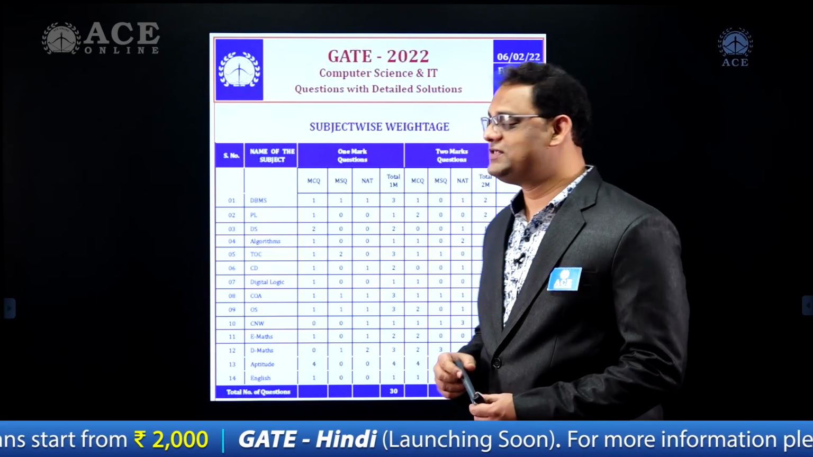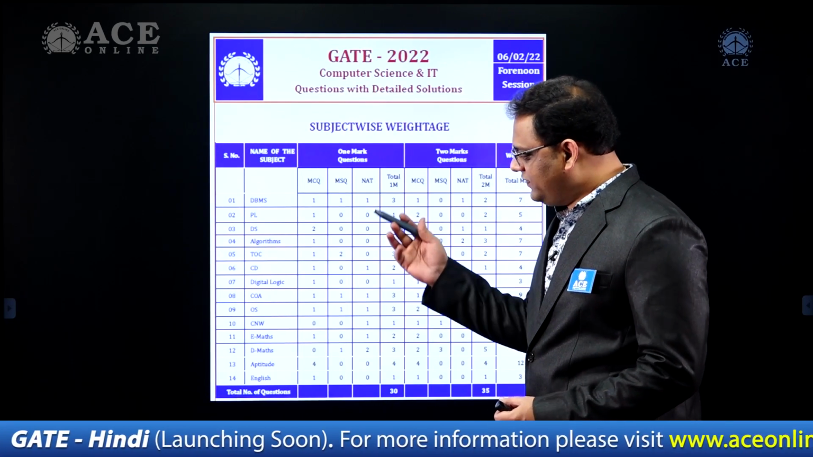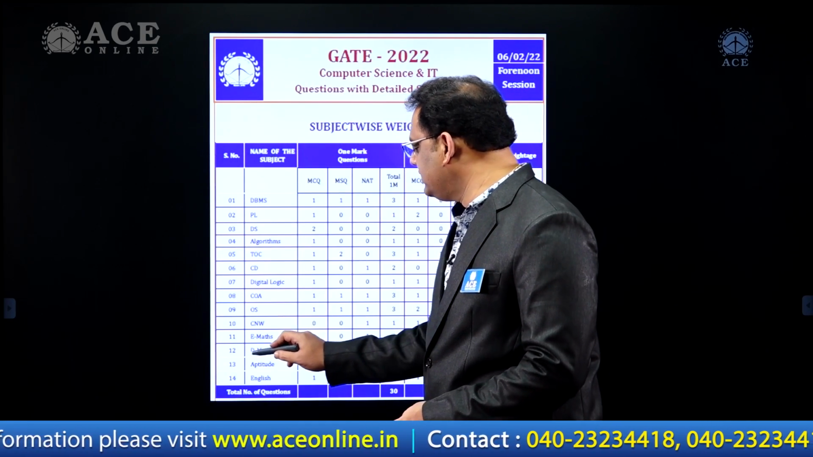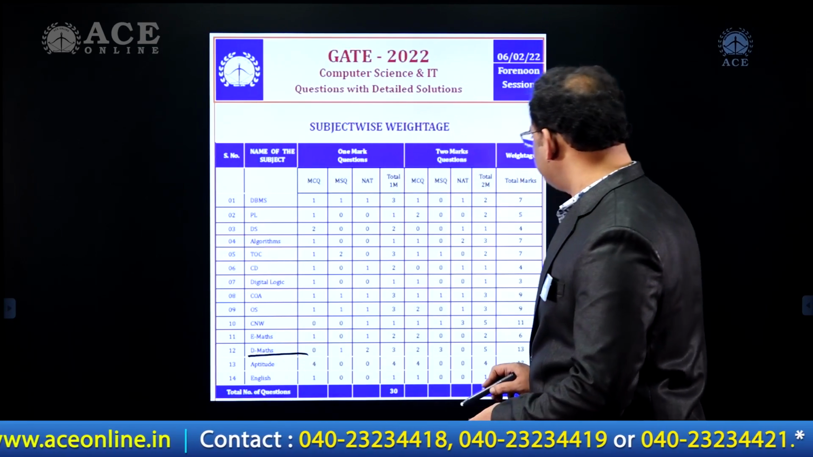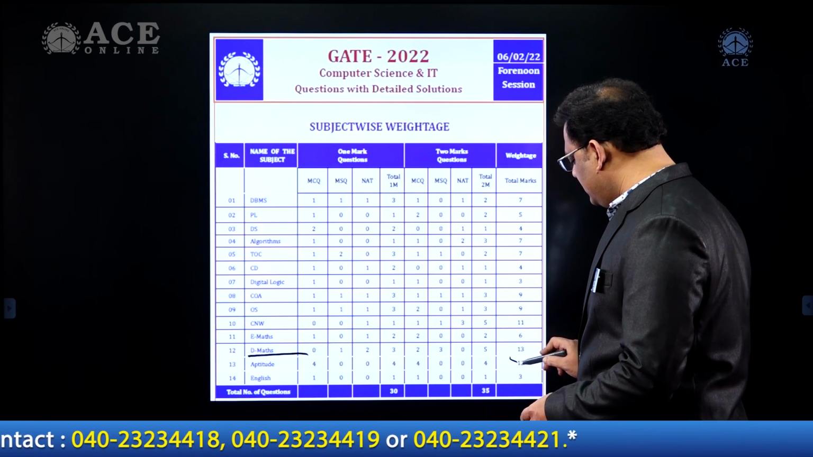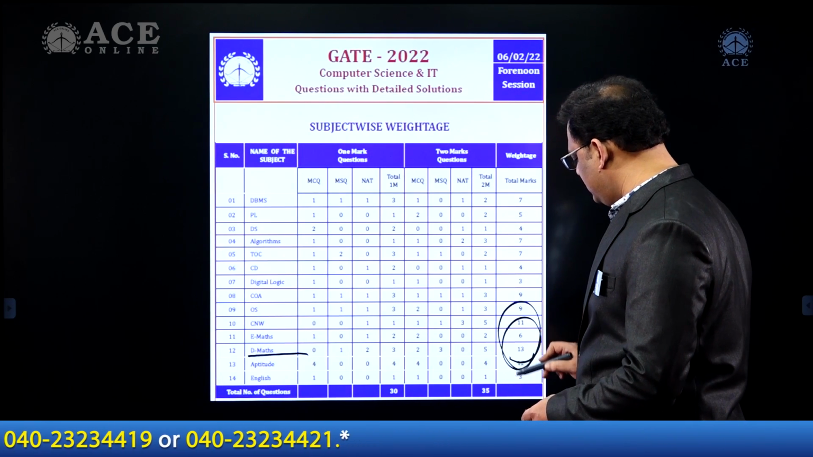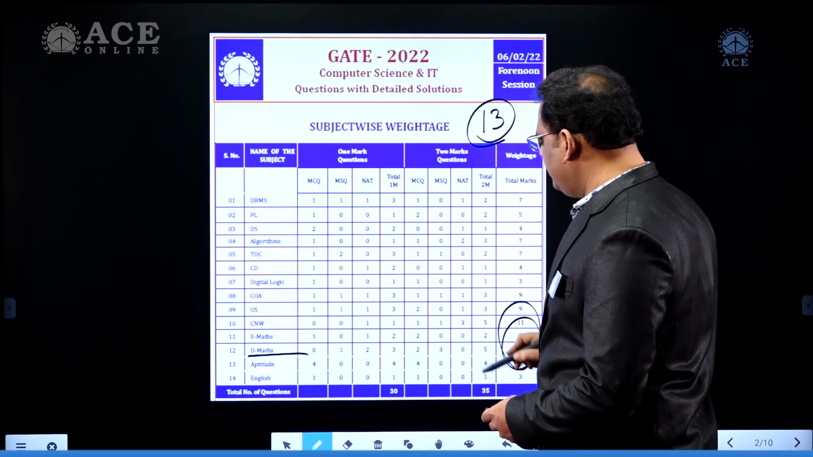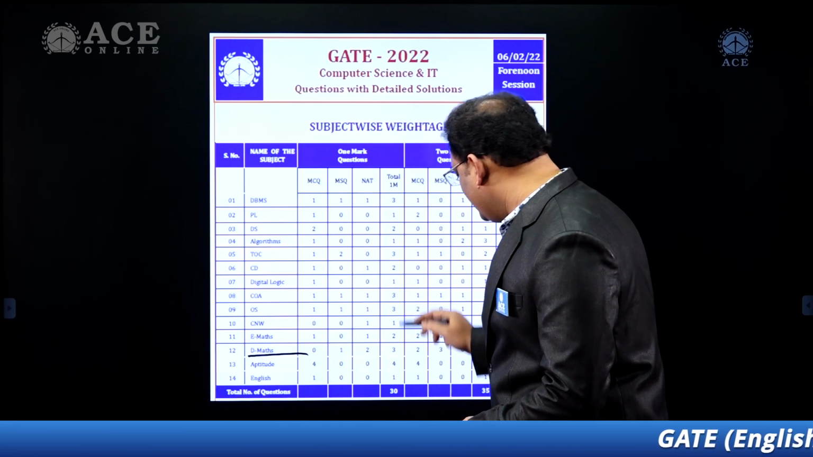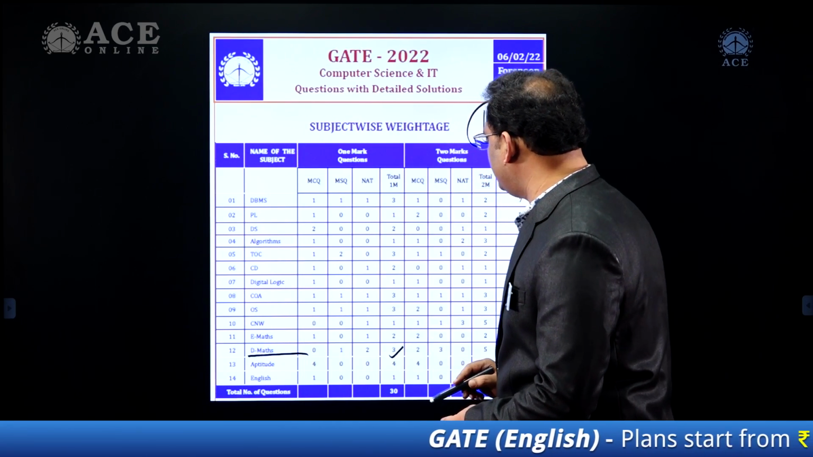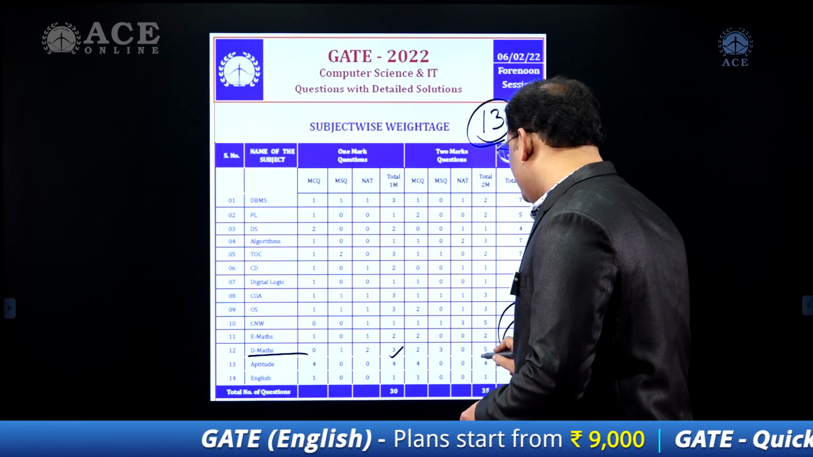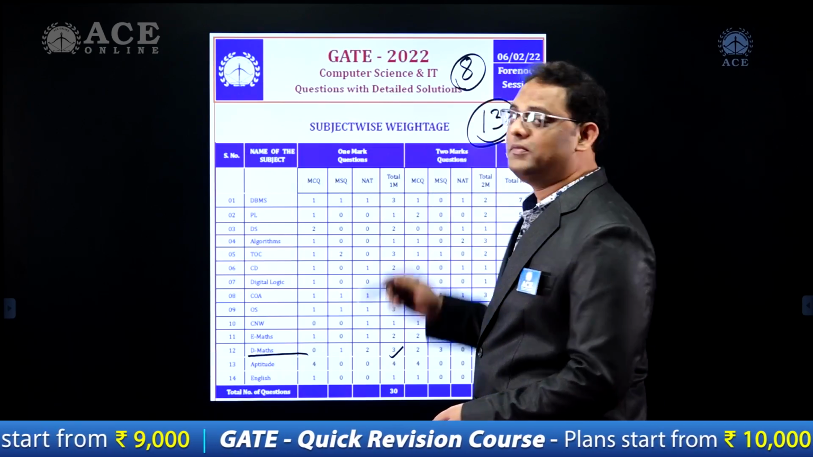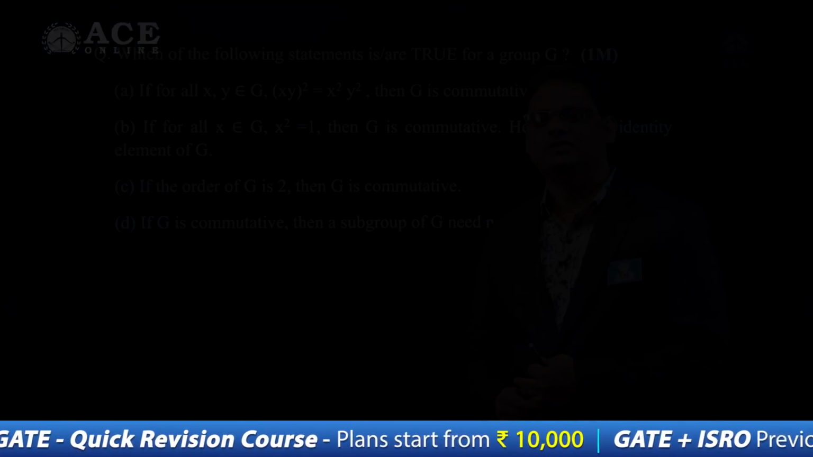Yes, students, if you see subject-wise weightage, we have many subjects in our computer science. For a subject like discrete mathematical structures, in GATE 2022 we got 13 marks. If you analyze the questions, we have 3 questions of 1 mark and 5 questions of 2 marks, a total of 8 questions from discrete mathematical structures.